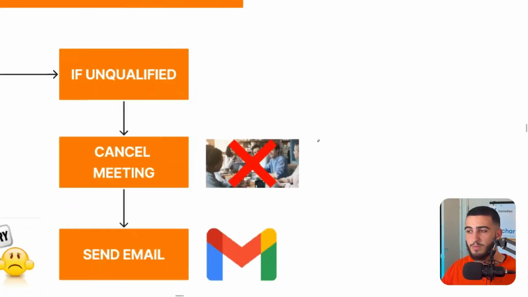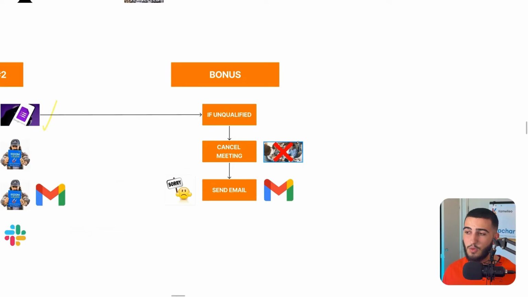But now let's talk about the bonus automation, which qualifies them based on their form responses. Like I said, in order for this to work, you need to ask them a qualifying question within the form. An example of this could be, what is your monthly revenue, if you only want to work with people that are doing 30K plus a month, or what niche are you in, or do you own an agency, different things like that.